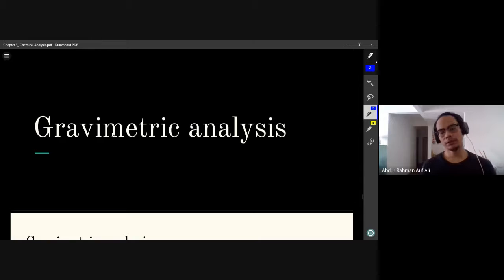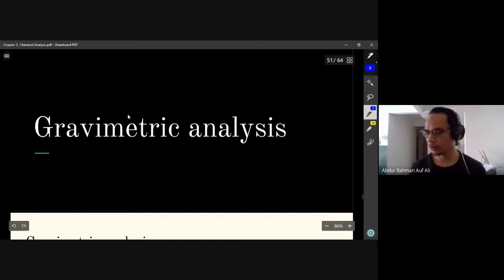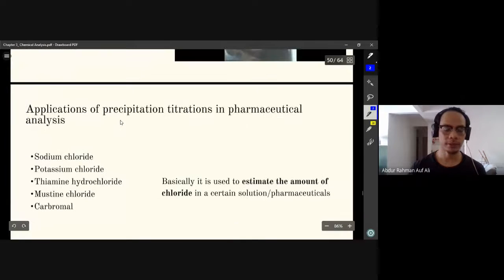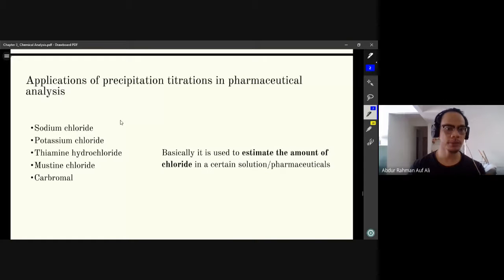Redox titration works by one substance transferring electrons to the other. Okay, redox titration works by the transfer of electrons between the two reagents. And precipitation titration produces a precipitate, and the precipitate will indicate the equivalence point. Okay, so that's how it works. And lastly, you must remember its applications. What are the applications of redox titration, gravimetric analysis and precipitation titration?